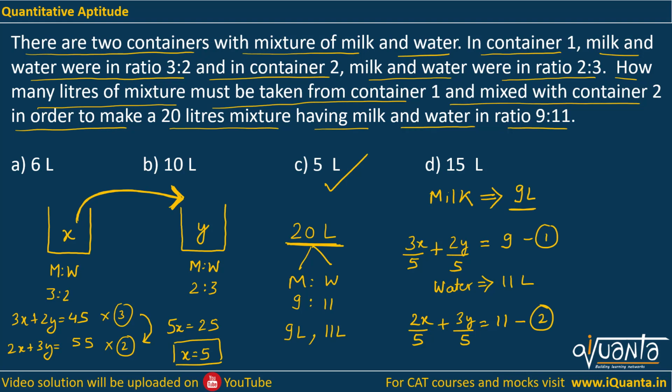Since we were not given the quantity of mixture in container 1 and 2, I assumed them to be x and y. I poured the whole container 1 into container 2 so that the calculation becomes easy. So the whole quantity of container 1 that was put into container 2 will be our answer, that is x. x is equal to 5.